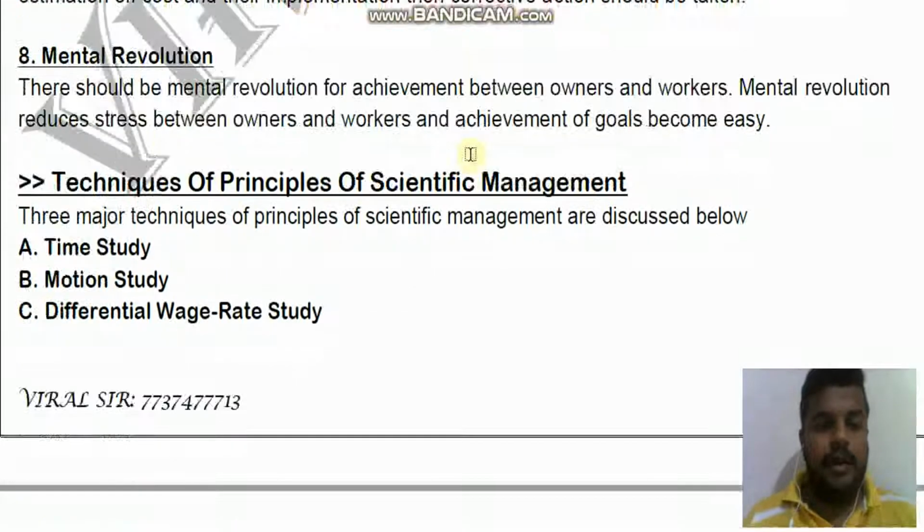And last is mental revolution. There should be mental revolution for achievement between owners and workers. Mental revolution reduces stress between owners and workers, and achievement of goals becomes easy. So these were the 8 scientific principles of management.